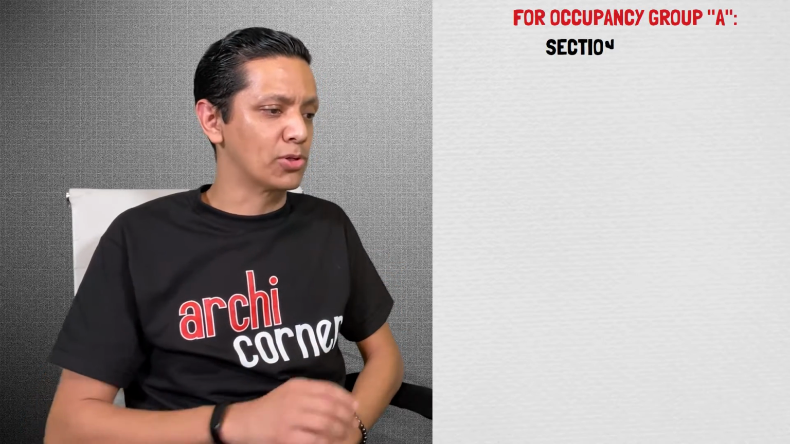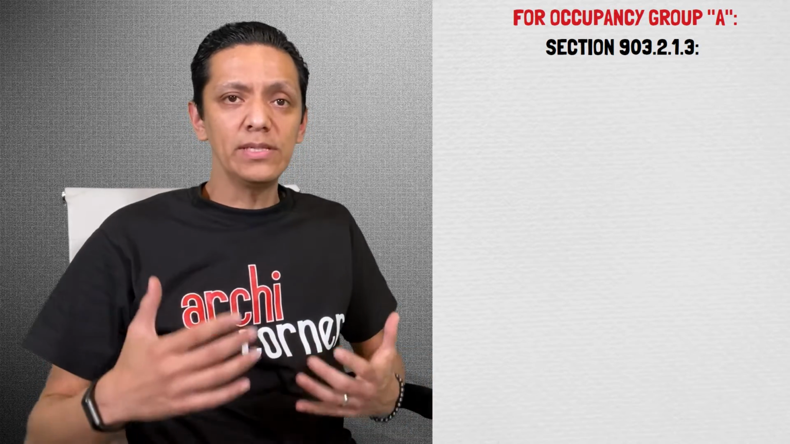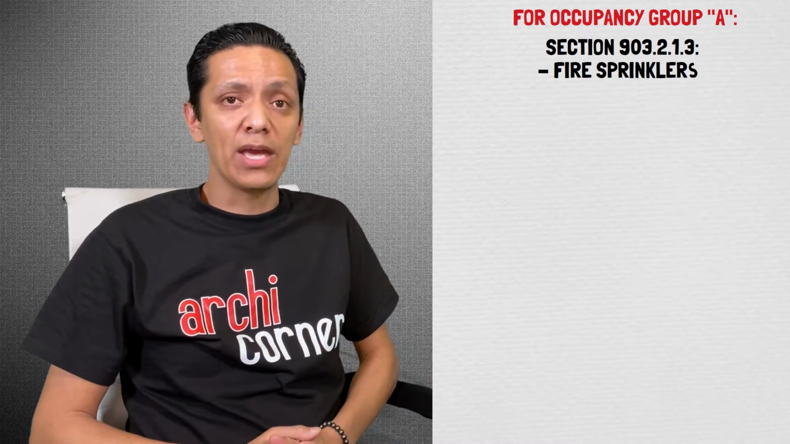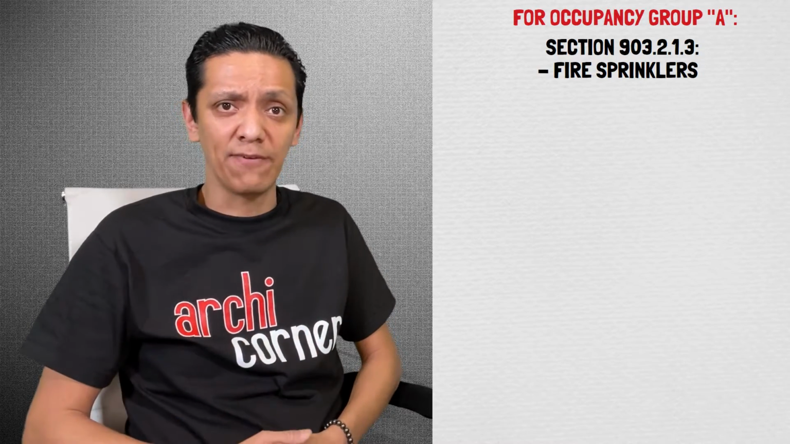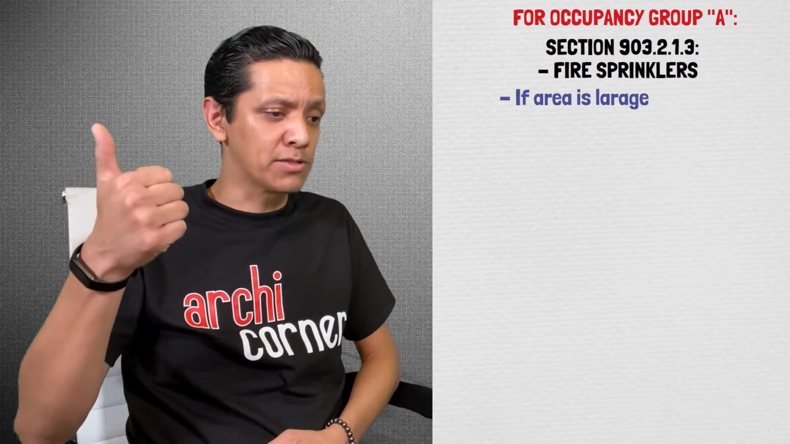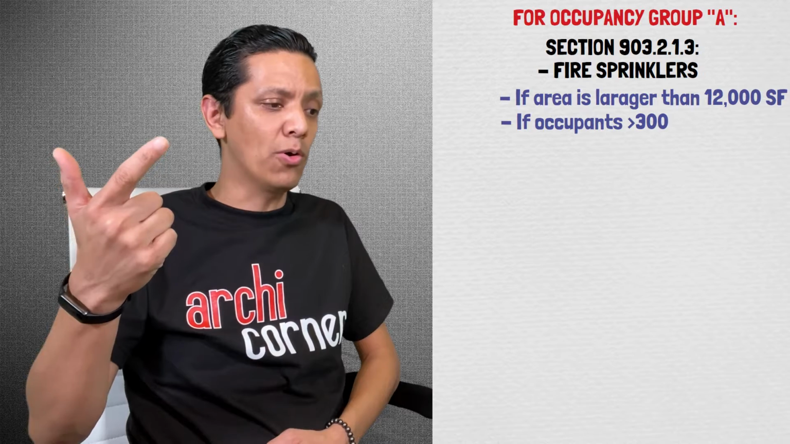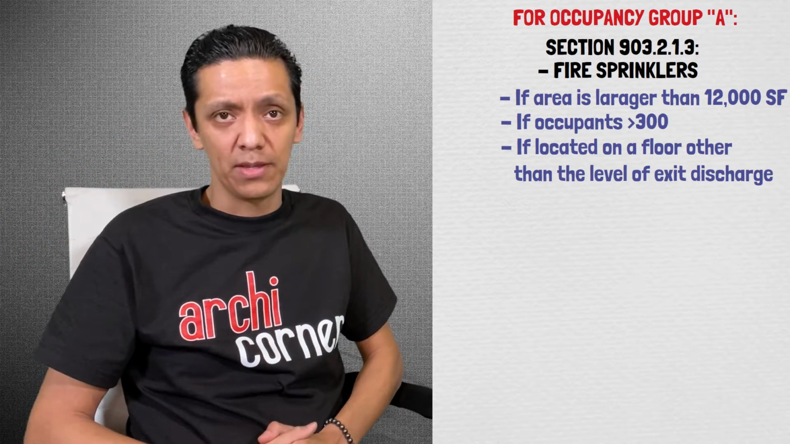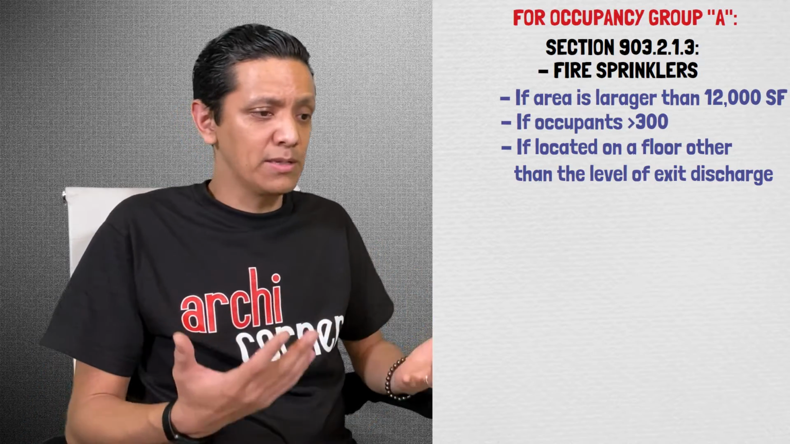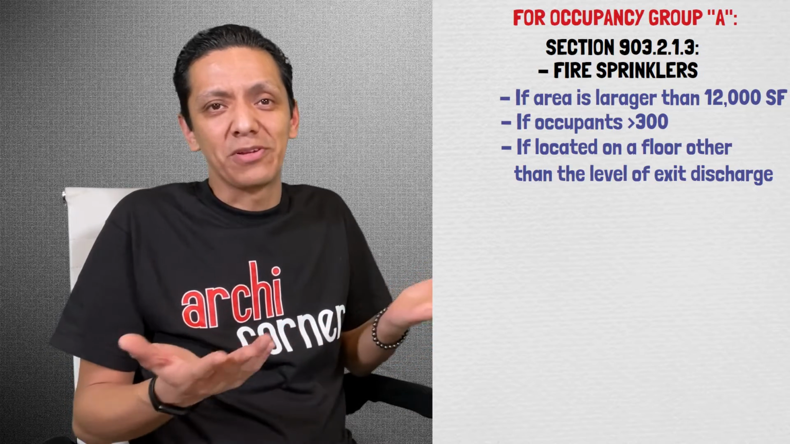Using our example, we look at section 903.2.1.3. Man, these are long sections for Group A. What this section tells us is that we may need to have fire sprinklers. And what are the requirements that tell us whether or not we need to have fire sprinklers? Well, if the area is larger than 12,000 square feet, if we have more than 300 occupants, or if this area is located on a floor other than the level of exit discharge. In our case, this does apply, but what I'm trying to get to is that our building is sprinklered anyway.